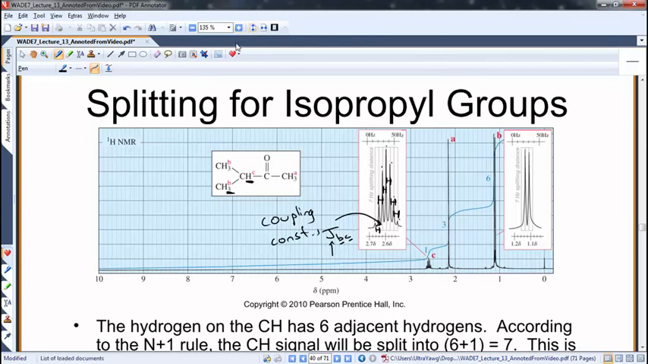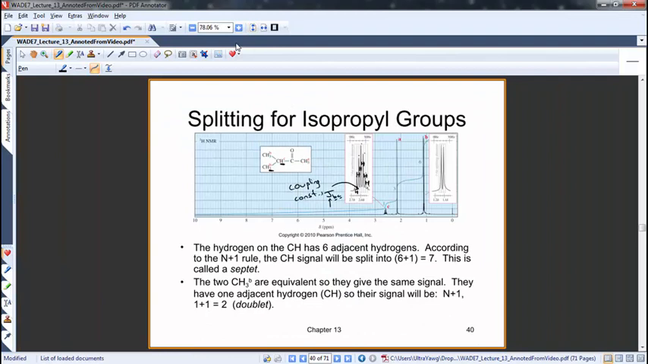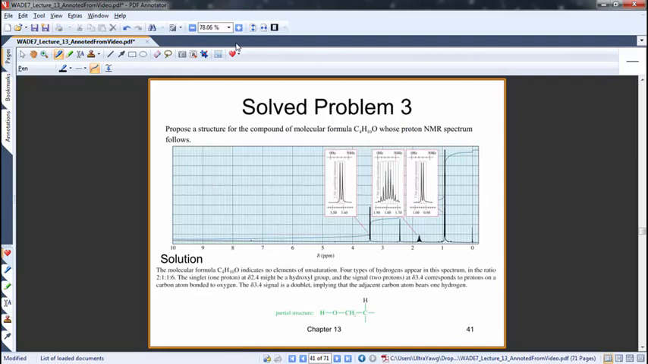Okay, let me zoom out again. So we can measure those coupling constants, and if you take high-level spectroscopy classes, you'll use the coupling constants and their values to actually determine the structure of molecules. We're not going to do that too much. We're just going to do stuff like this. We'll be given a molecular formula in lab. On your lab final, for example, you have to do this. In the ACS exam, you usually don't have to do this, but you do need to be able to interpret a little bit. So given a molecular formula, C4H10O, here's the NMR spectrum, figure out the structure. Propose the structure. That's what you need to do.